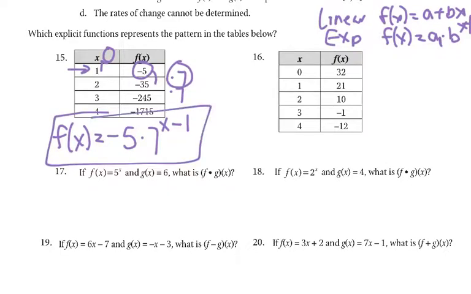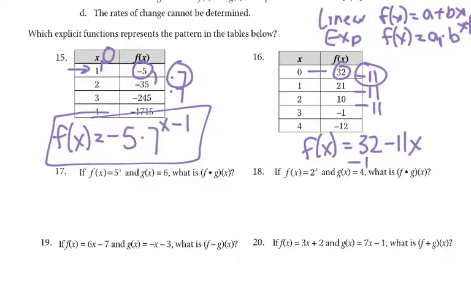Now 16 gives us 0, so 32 to 21 we could subtract 11, subtract 11, subtract 11. So we're subtracting 11. So it is going to be linear. Our starting number 32, we'd go f of x equals 32 minus 11 times x, or negative 11x plus 32. Or we could also go from the 1 and go f of x equals 21 minus 11 times x minus 1. That one doesn't make as much sense to me, but you can do it that way as well.